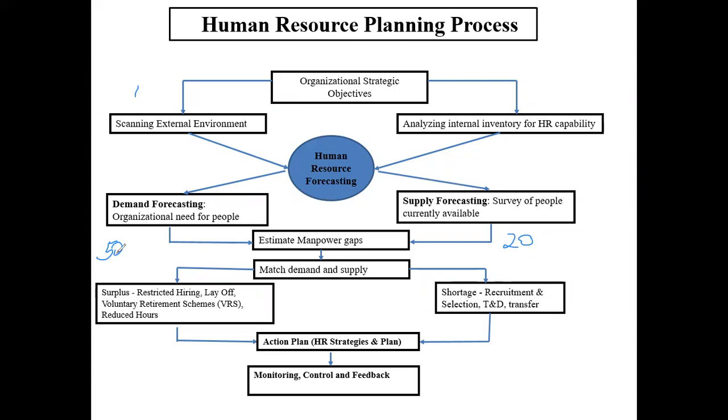We need 50 to be successful. But the supply forecasting suggested that if we do all our pluses and minuses, we cross our T's and dot our I's, we are going to have only 20 people to send to the new campus that we are going to manage. This indicates that we have to estimate the gap between the need for human resources, that is the 50 over here, and the availability of human resources, that is 20.